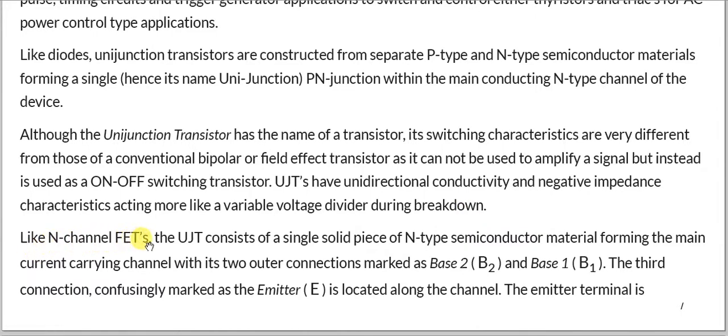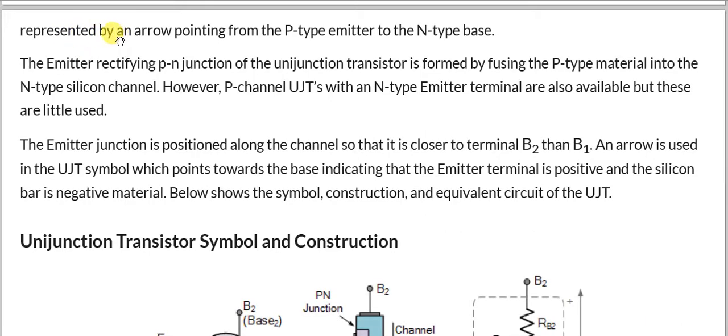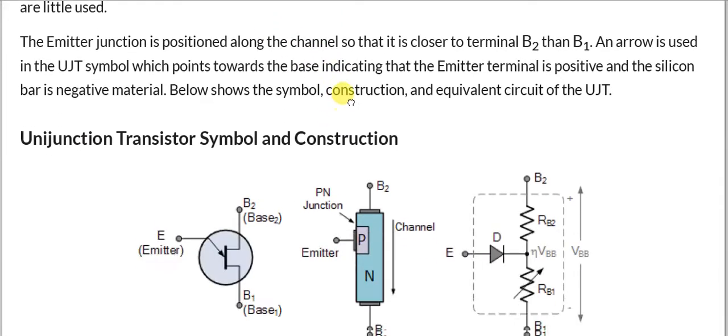Like N-channel FETs, the UJT consists of a single solid piece of N-type semiconductor material forming the main carrying channel, with its two outer connections marked as base 2 and base 1. The third connection is confusingly marked as E, or emitter, which is located along the channel. The emitter terminal is represented by an arrow pointing from the P-type emitter to the N-type base. This discussion I have already narrated, so you can read it out. I think that will be easier.